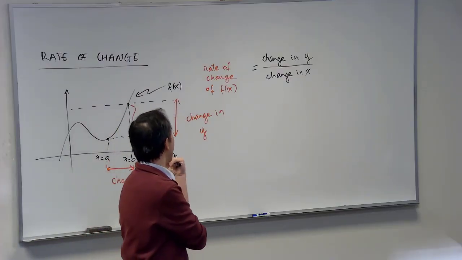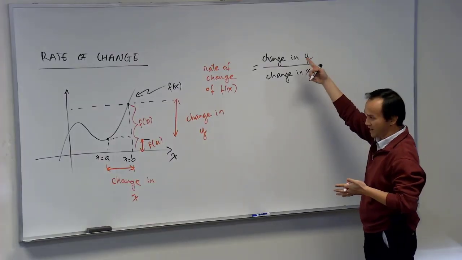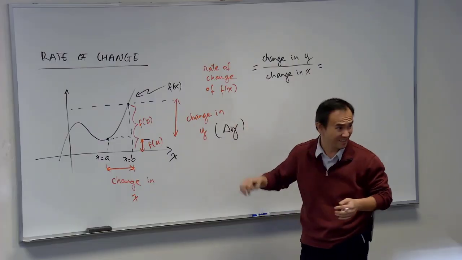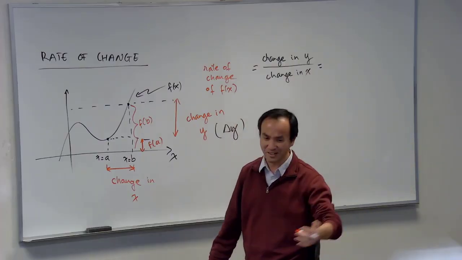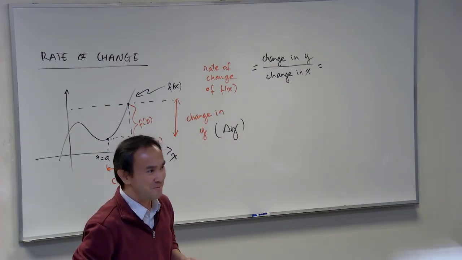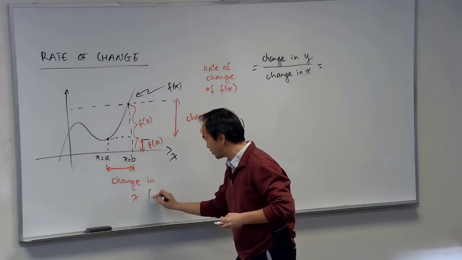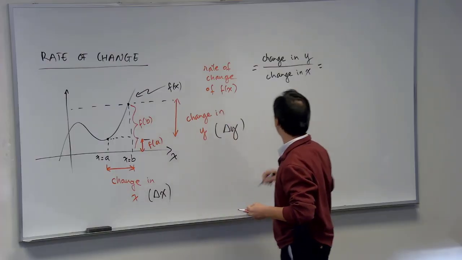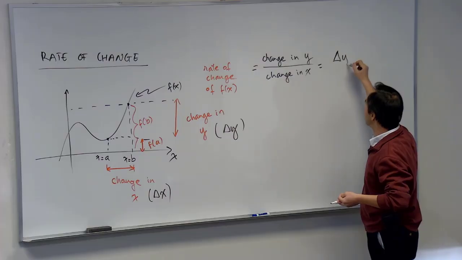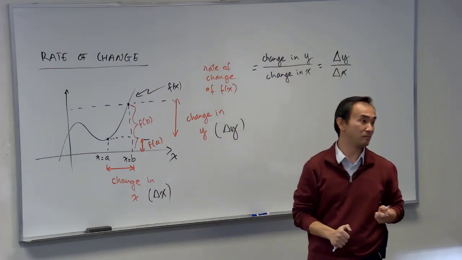And then changing y over changing x right here, a lot of times people refer to this with some shorthand symbol. Changing y, people call that delta y, right? Delta is a Greek capital letter D that stands for difference. So delta y is for changing y, and changing x we can also call delta x. That's why a lot of textbooks use the symbol delta y over delta x as a ratio. That's indicating a change. See what I'm saying, no?